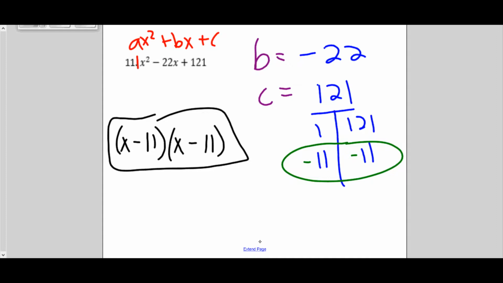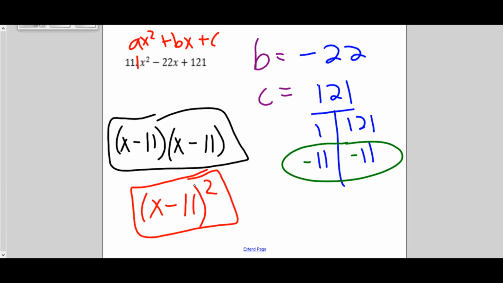So your answer is x minus 11 times x minus 11. But remember, what this means is I have two x minus 11s. So since you have two of them, you could write it as x minus 11 squared. So both of these answers are acceptable for this problem.